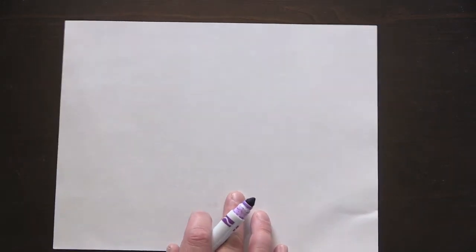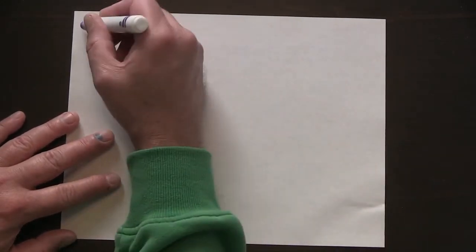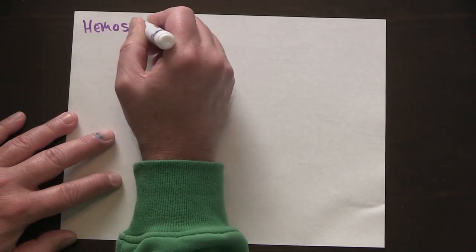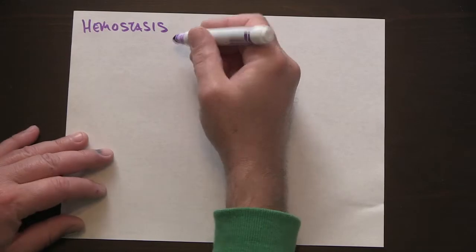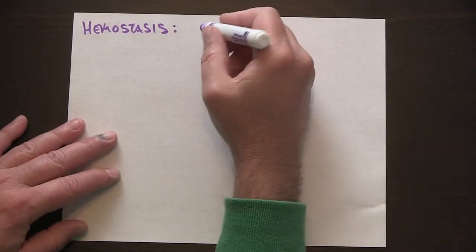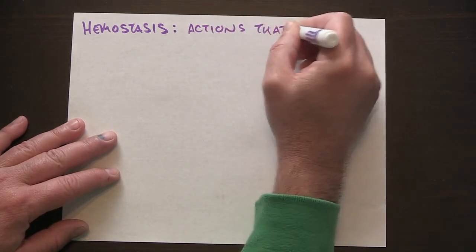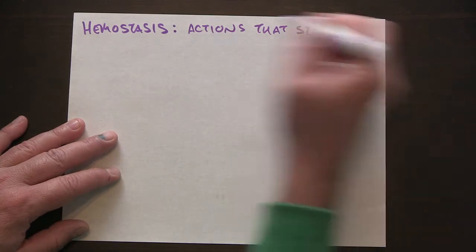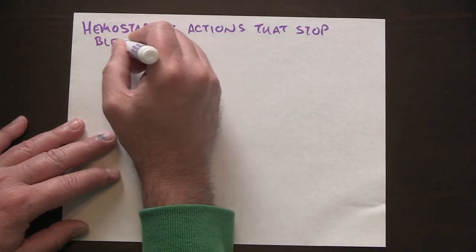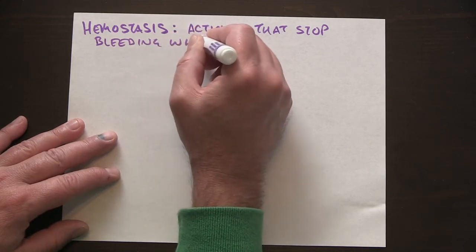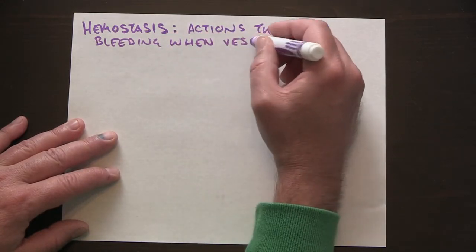Okay, a large part of this class, at least the physiology part, is about maintaining homeostasis. And the homeostasis of blood is called hemostasis. So hemostasis are actions that help stop bleeding when the blood vessels are damaged or broken.